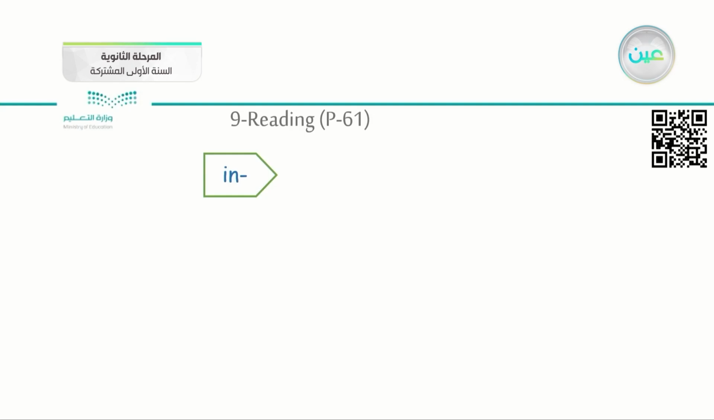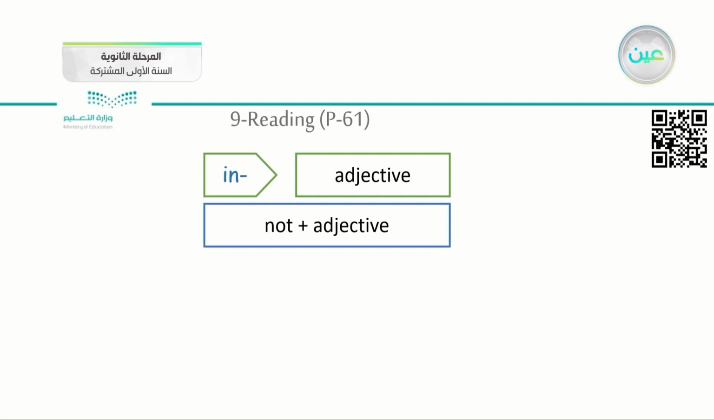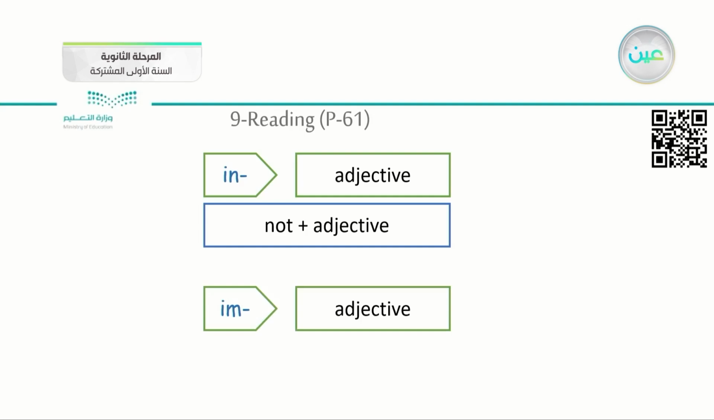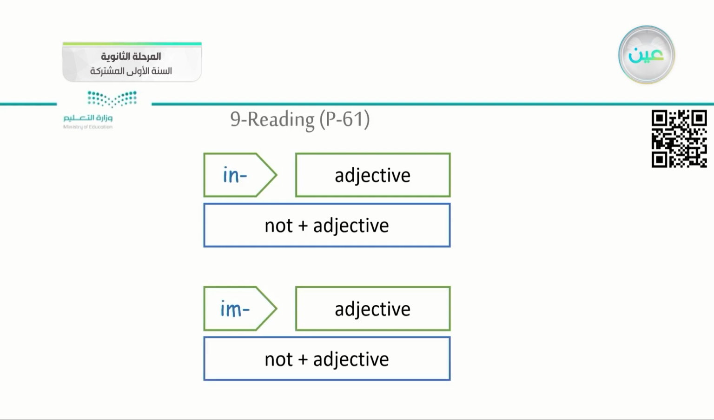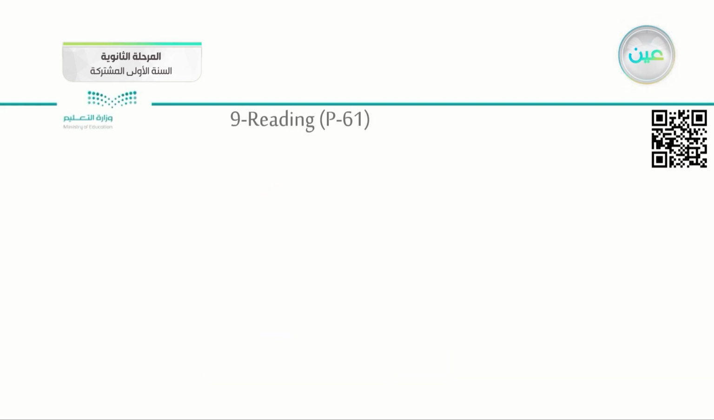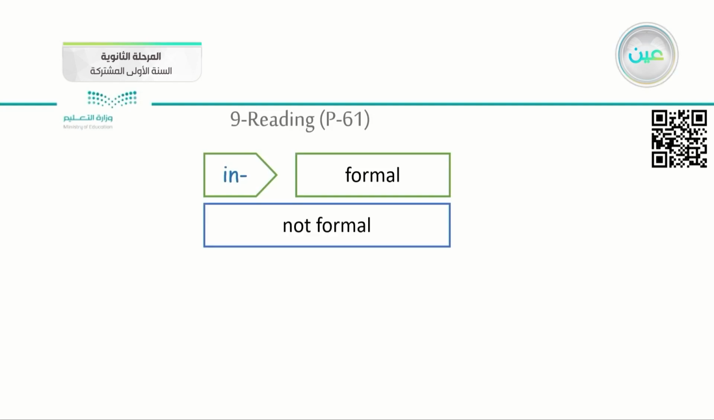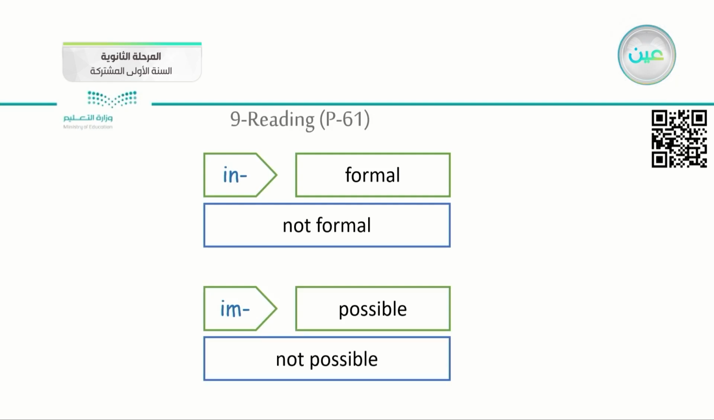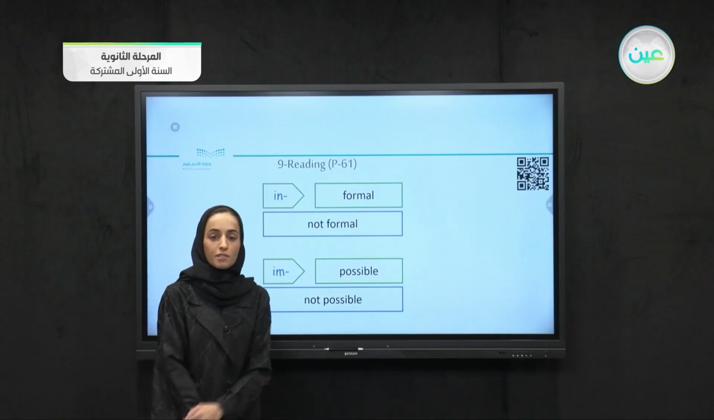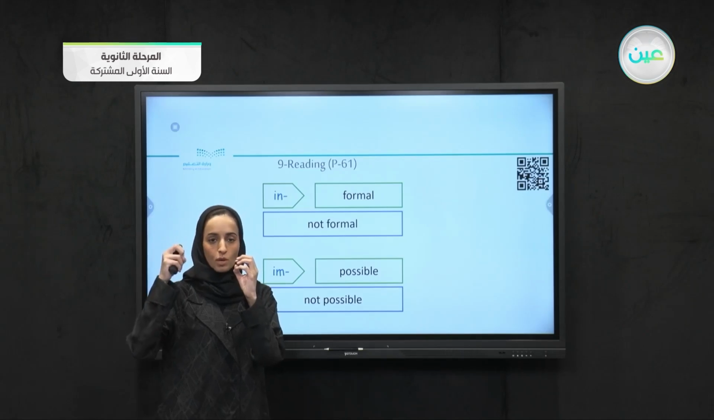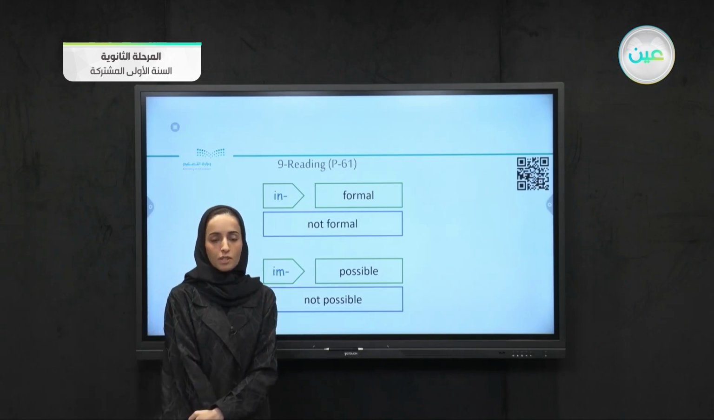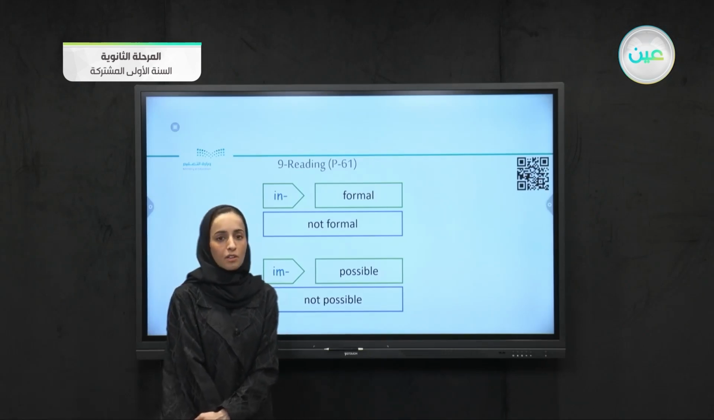The prefix in, if it is followed by an adjective, it means not, as well as im, which is basically in, following the adjective, means not. So in and im mean not. Like informal, not formal. Also, impossible, not possible. So when you attach it, if it is an adjective, then you will attach in or im to it. It means not the adjective. It gives you the negative form of it. Think about many. We're having many and many other words.